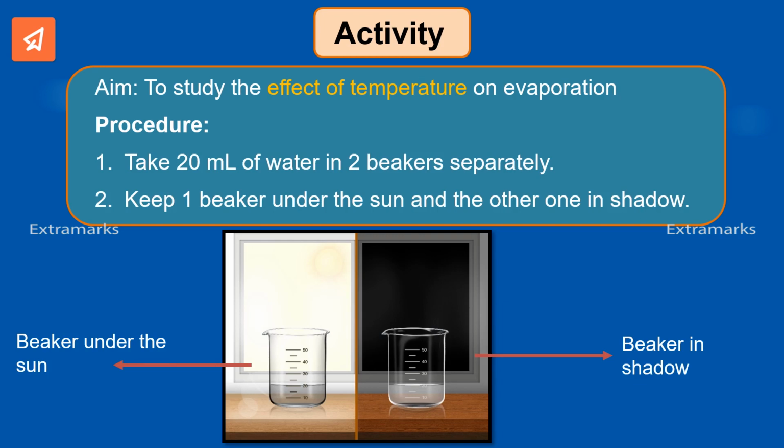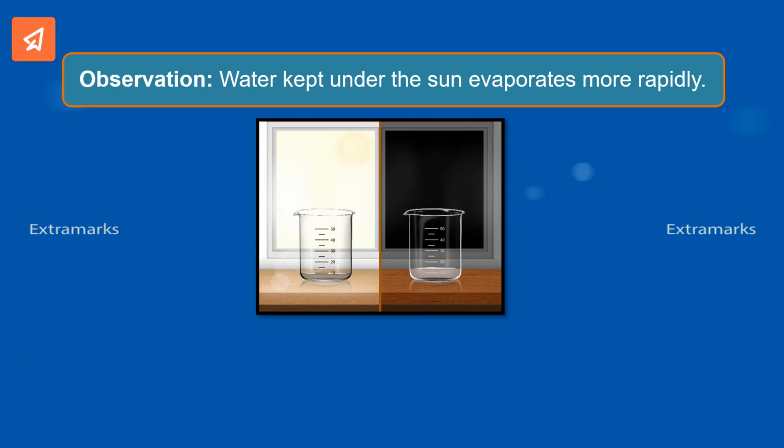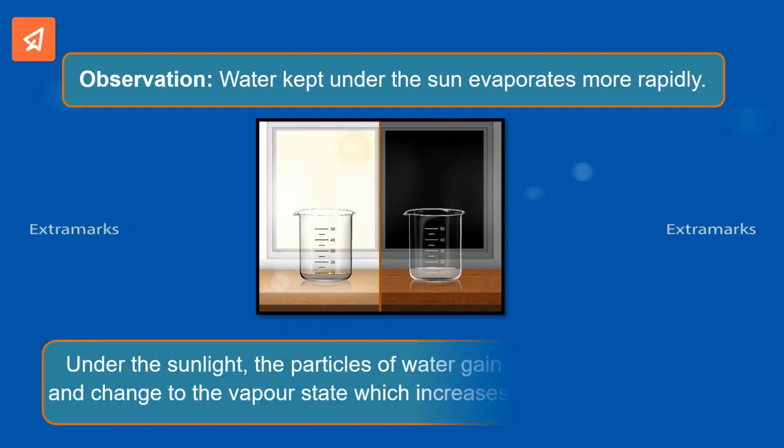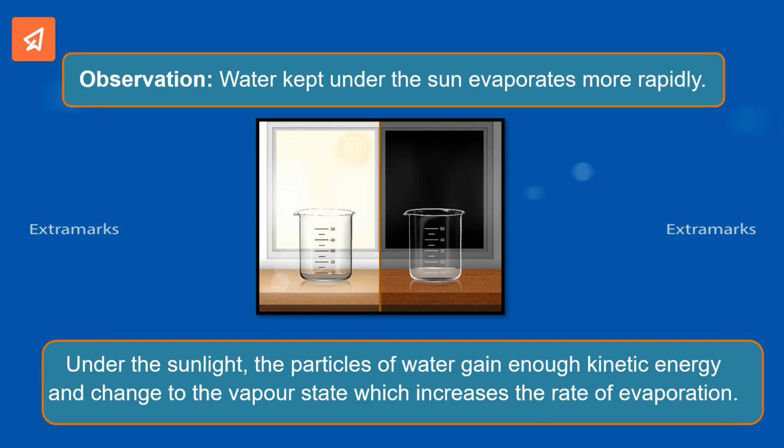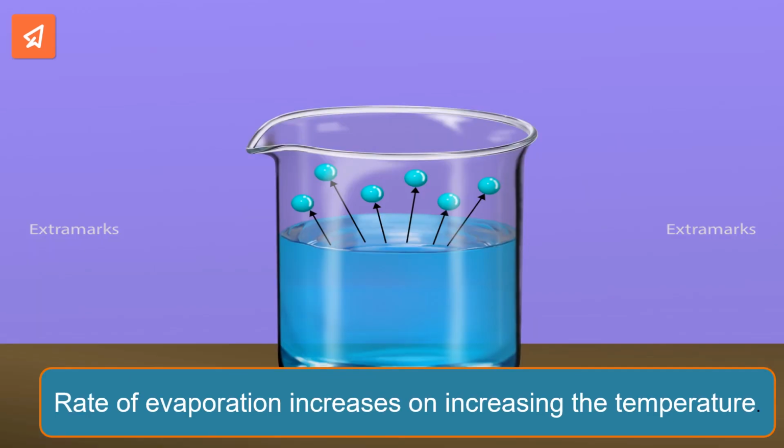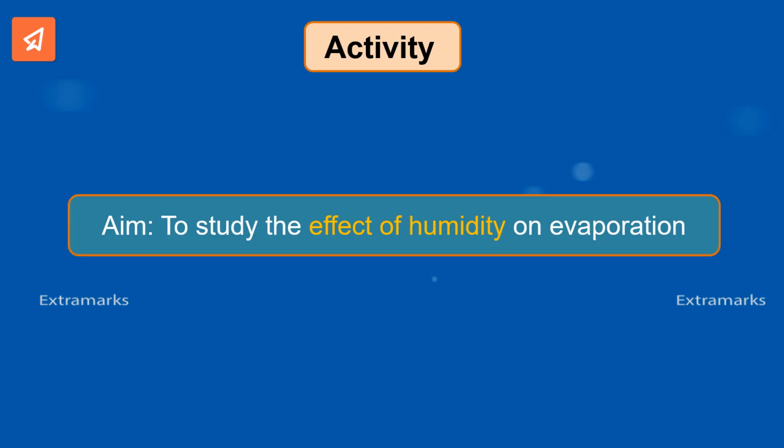What do you observe? You will observe that water kept under the sun evaporates more rapidly. Under the sunlight, the particles of water gain enough kinetic energy and change to the vapor state, which increases the rate of evaporation. Thus, the rate of evaporation can be increased on increasing the temperature.